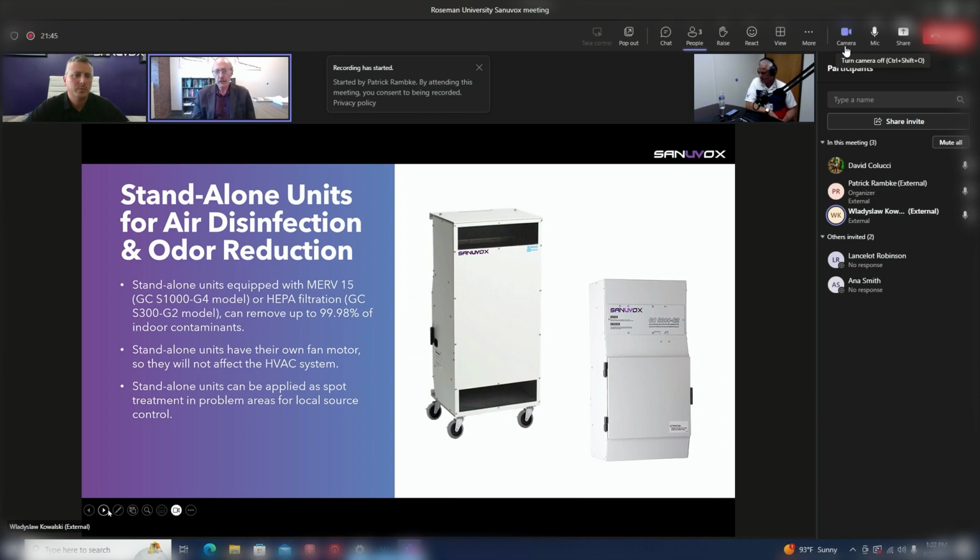Standalone units are like in-duct units, except they're portable. They can be equipped with MERV filters. Many of them already have HEPA filters. They have their own fans, and they can be applied for spot treatment in individual rooms. It's a little bit of an expensive option compared to in-duct, and yet if you can't put an in-duct system in, it's probably the next best alternative.